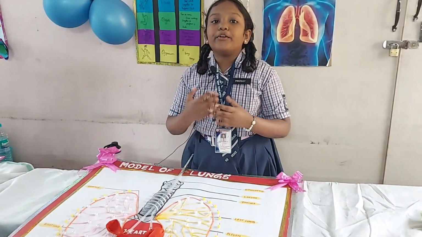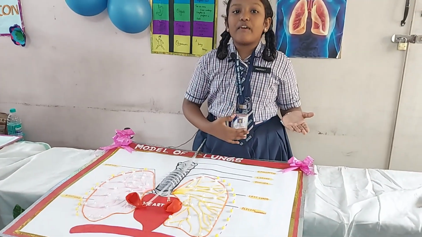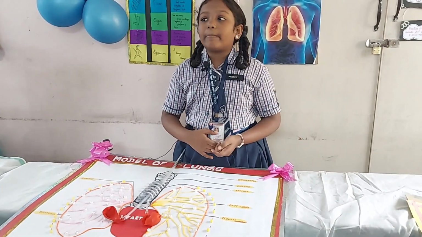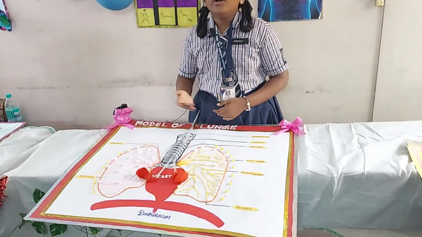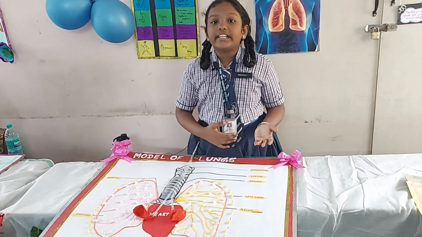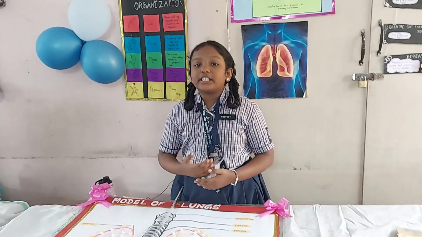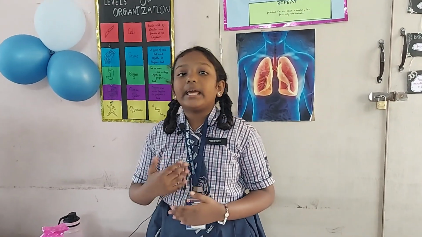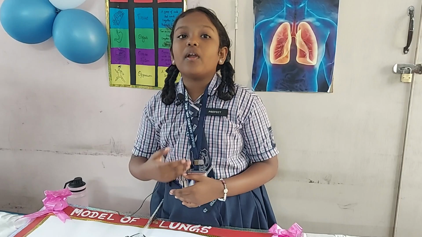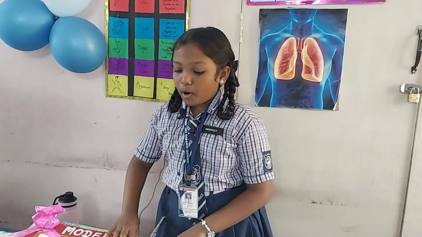Now let me explain the breathing system. When we inhale, air travels down the pharynx, passes through the larynx and then into the trachea or windpipe. The trachea is divided into bronchi and they branch into bronchioles. These bronchioles end in tiny air sacs called alveoli. Alveoli help in the exchange of gases. So let's keep our lungs healthy by doing regular breathing exercises, which will improve lung capacity, making them more efficient at delivering oxygen to our body.